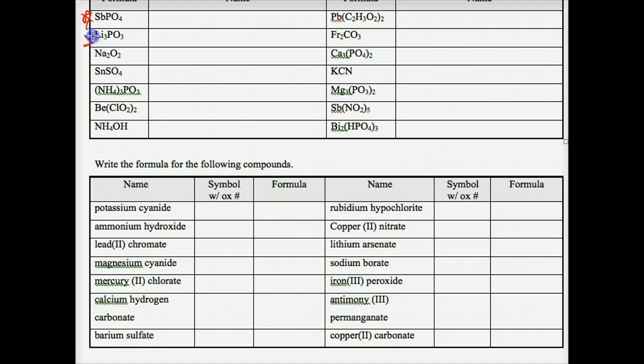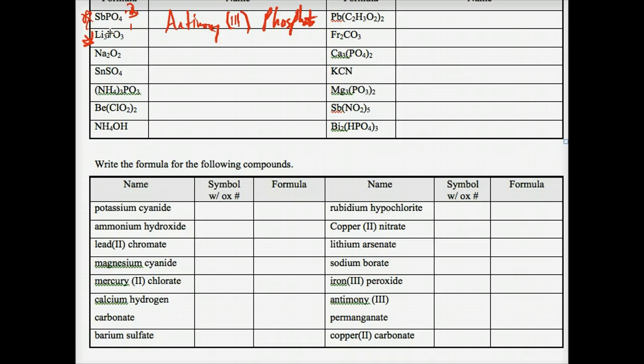Okay, so we'll do these 2. Sb stands for antimony, and it's up to you to know that antimony indeed needs the Roman numerals. PO4 stands for phosphate. Okay, so it's antimony phosphate, and I have a -3 charge, forgetting my polyatomic ions. Since I'm having a -3 charge on my phosphate, my antimony must be a +3. So there's my antimony phosphate.